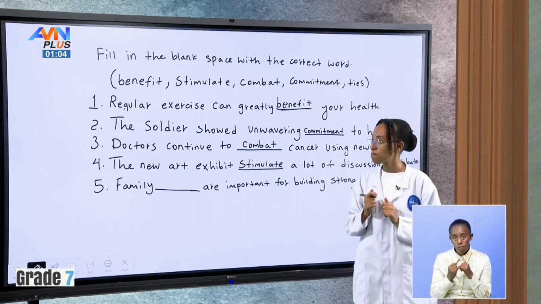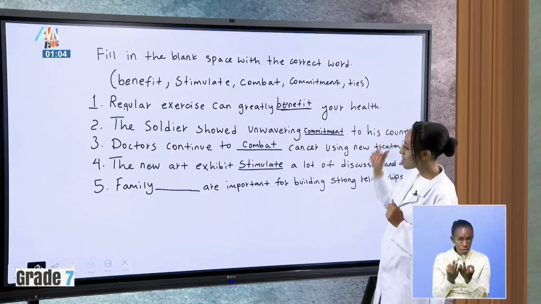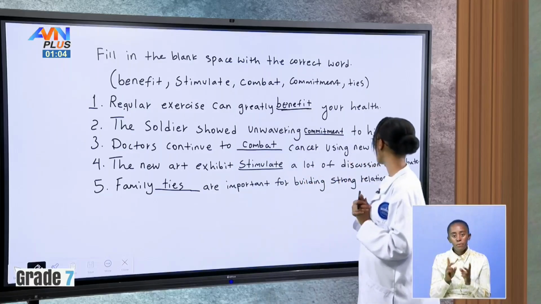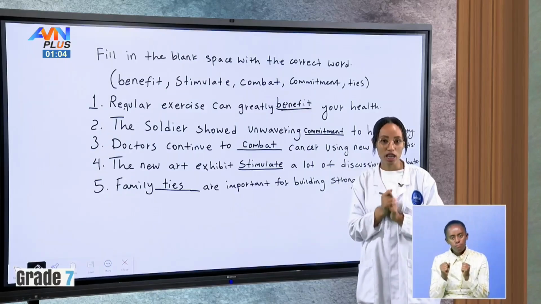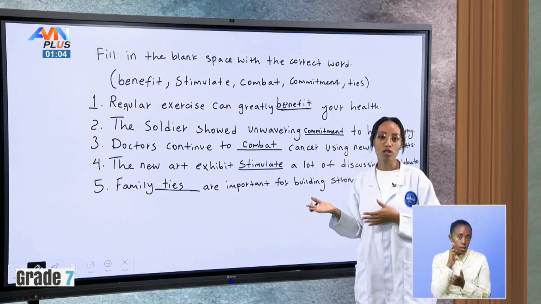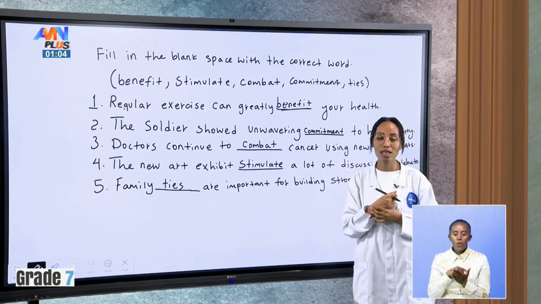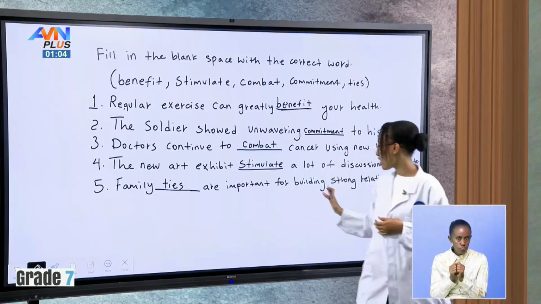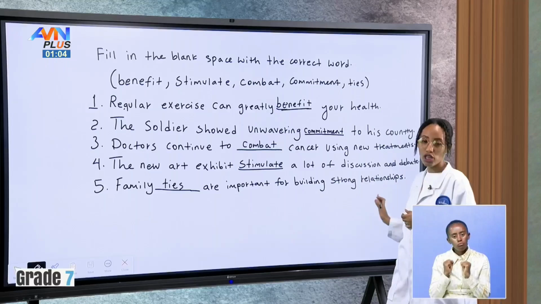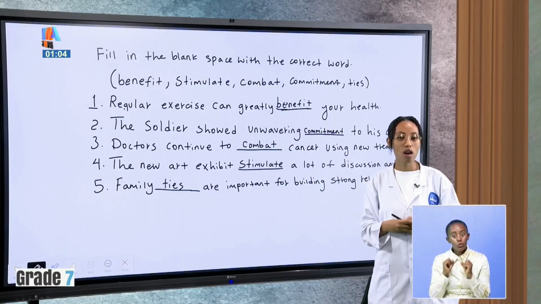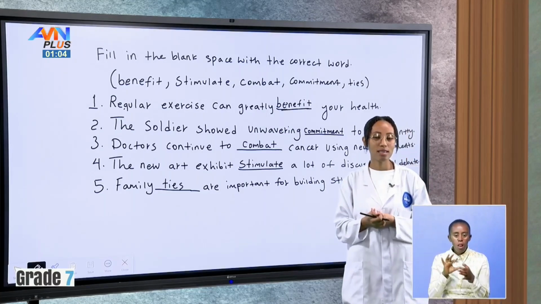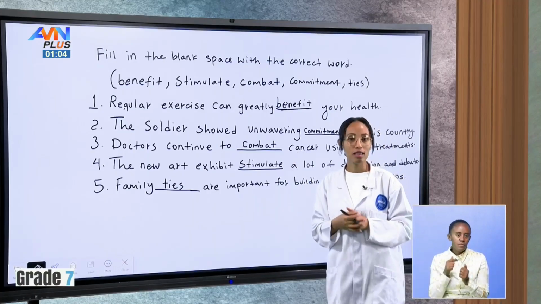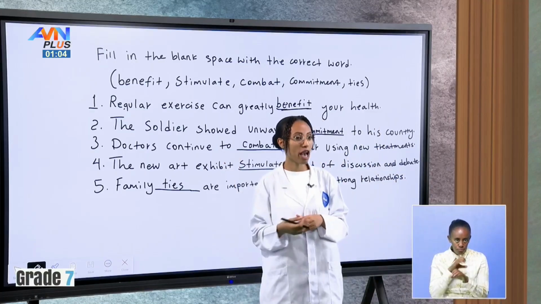Finally, we have family. Family ties are important for building strong relationships. Because earlier we talked about, when we were talking about ties, we talked about how it links people together. And here it's talking about strong relationships. And strong relationships are things that link people together or connect them together. And that is all about this class and these vocabularies.